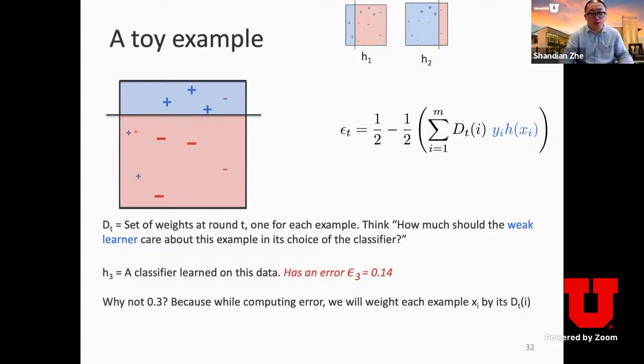But because of the different sample weights, we have the weighted error to be 0.14, because those 3 misclassified examples have weights that shrink, and if you add them together, it ends up with 0.14. The computation of this weight just follows this. Any questions so far? So everyone is good?